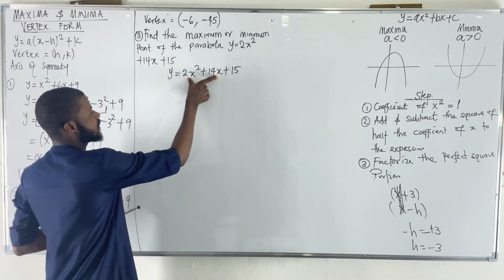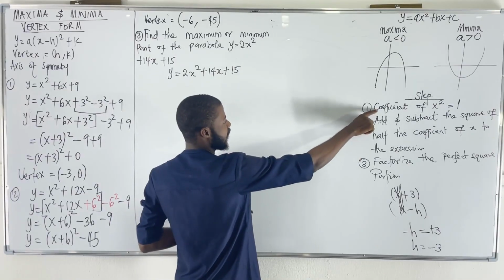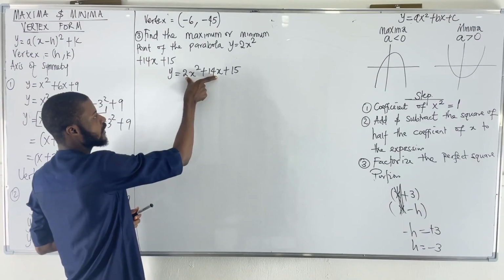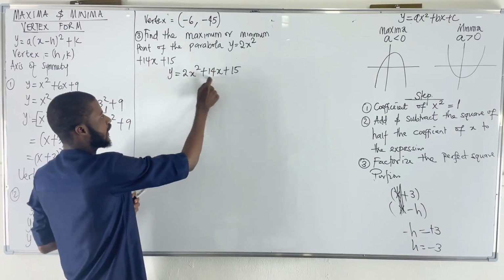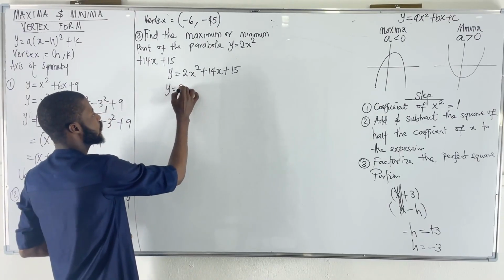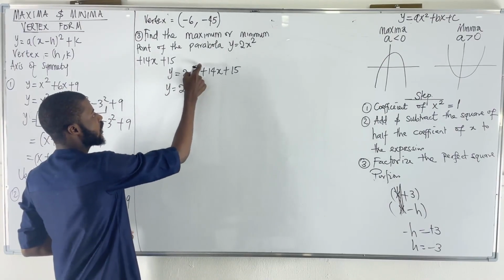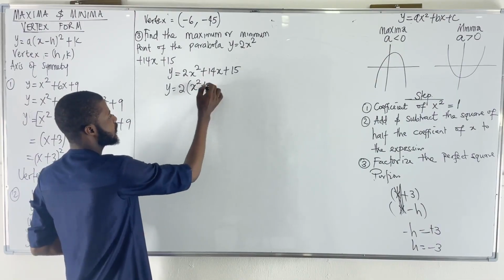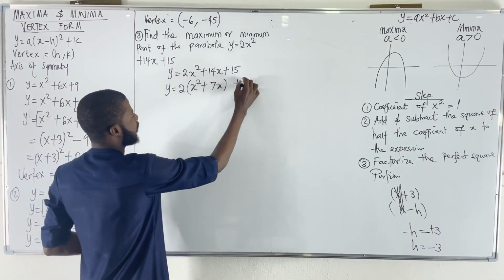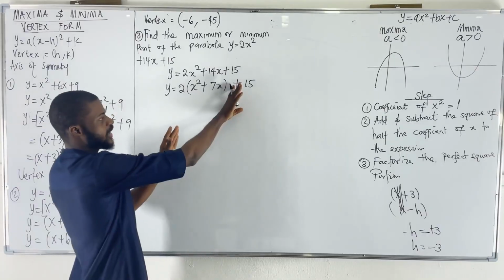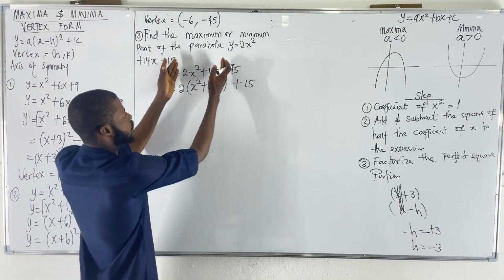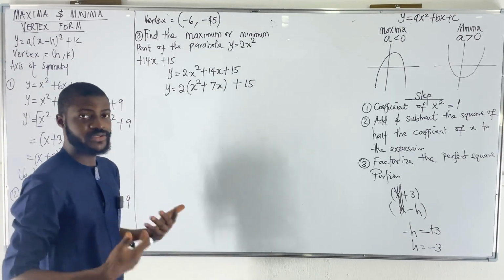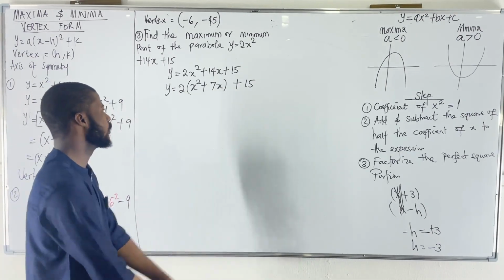So the first thing I want to do is, since the coefficient of x squared must be 1, but this is 2 right here, can you factorize these two terms? Yes, you can. So y equal to, open a bracket, 2x squared divided by 2 is x squared, plus 14x divided by 2 gives 7x, and then plus 15. As you can see, I just kept the 15 separate. I'm only dealing with these two terms. We're going to see how things unfold.